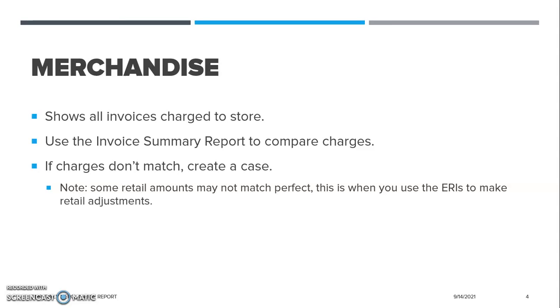Note that some retail amounts may not match perfectly. This is most likely due to your ERIs, so you will need to review your ERIs, make retail adjustments, and then those corrections will post through on future DMRs. Other things can slightly affect the amount that your DMR may be off, but it shouldn't be off by a lot.